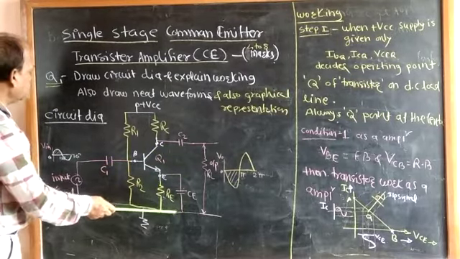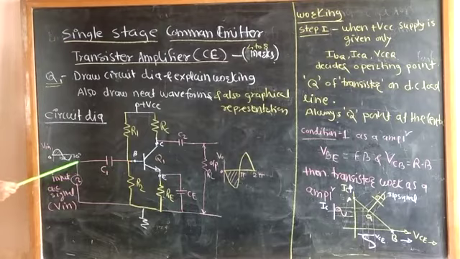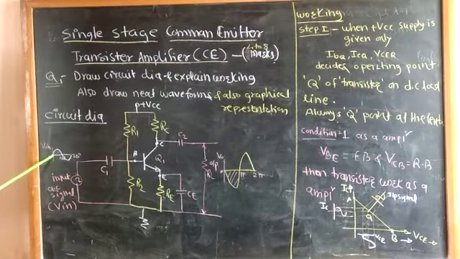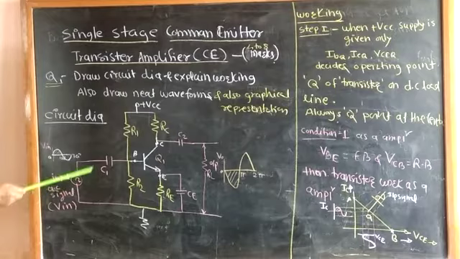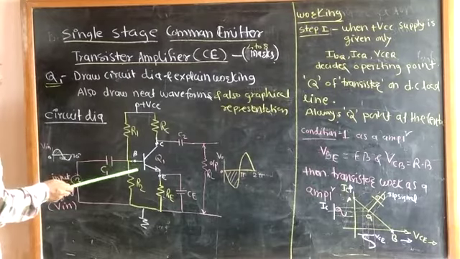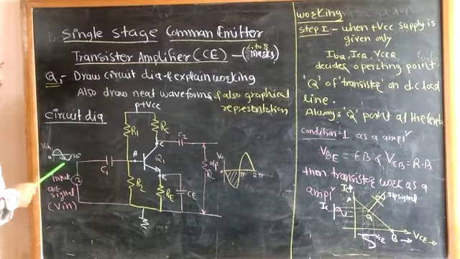Okay. Similarly, we have to apply the input signal to the amplifier. So here we are connecting an input signal which is a sine wave. Sine wave means it is an AC signal. It contains one positive half cycle and one negative half cycle. So we apply this signal to the transistor amplifier so that it can amplify the input signal.